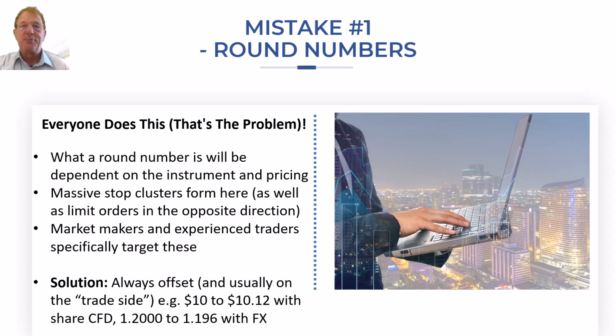The solution is easy. If you're tempted to put a stop near a round number, always offset away from that. So, for example, if your temptation is to put a stop at $10, then perhaps $10.12 with a share CFD. With FX, then 120 would be a round number, so maybe 119.6. So offset away from round numbers.